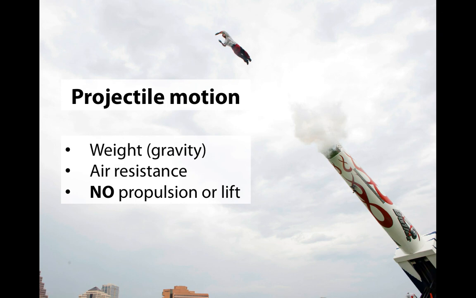That means that the major force acting on the object is weight caused by gravity. Obviously, on Earth there'll be some air resistance, but there is not any significant propulsion or lift. Airplanes have propulsion and lift. Gliders have lift. Rockets have propulsion. Falling leaves have significant air resistance. None of these are projectiles. The only thing that's a projectile is something whose major force is weight.